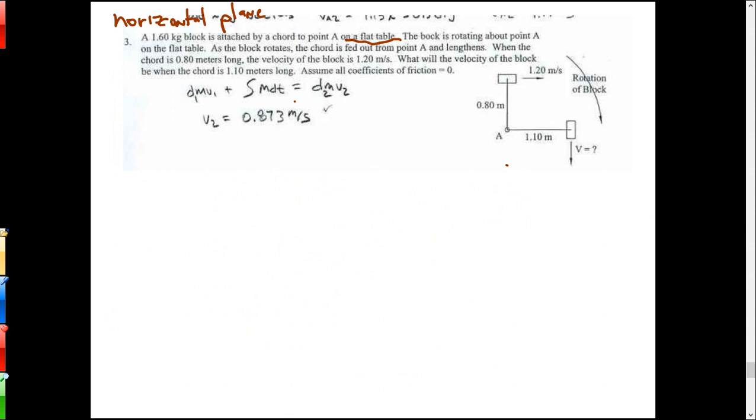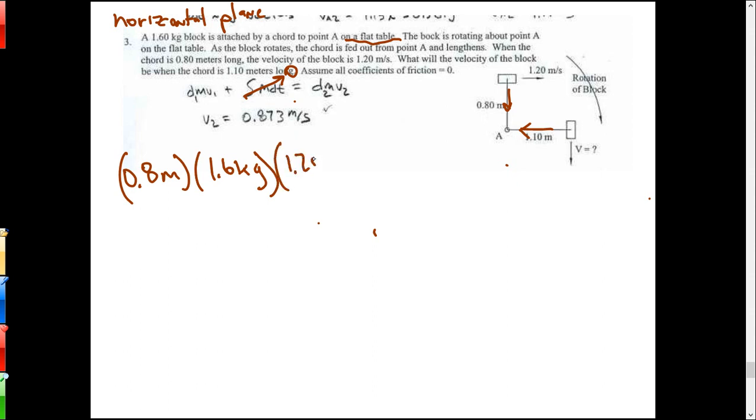All right, so this one's in the horizontal plane. What you're going to do, you're going to recognize that things are rotating. We've got a hole in the table and we're letting cable out of the hole as the thing rotates. So this one's pretty straight up. Now all the force is pulling in towards the center about which it's rotating, so this will zero out here. So you're just going to take that initial distance, the 0.8 meters, multiply it by the mass, which is 1.6 kilograms, and then the velocity.